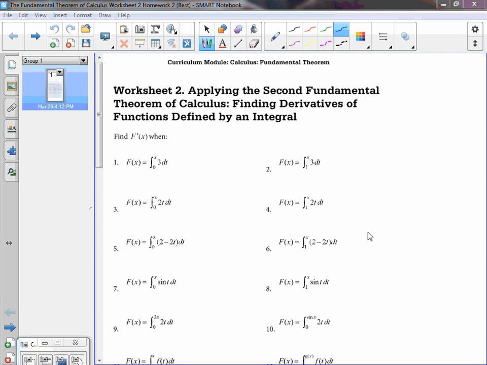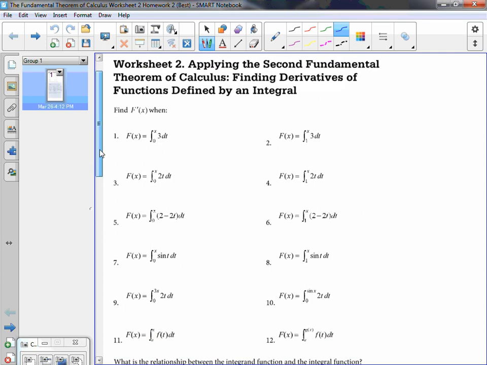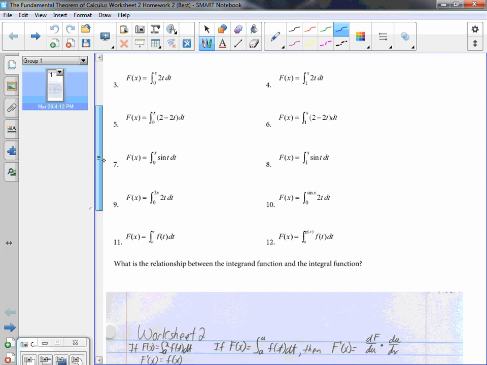They give us capital F, 12 times, written as a definite integral. Notice that every single time the lower limit of integration is a constant and the upper limit of integration is either x or an expression of x. They ask us to find the derivative. This is the second fundamental theorem of calculus. Okay? So, here's the way I started off.